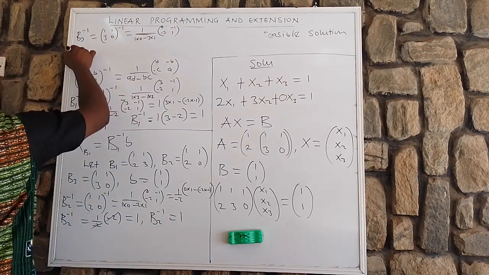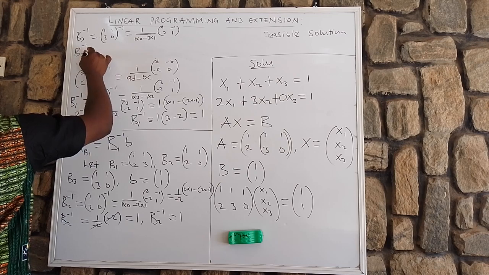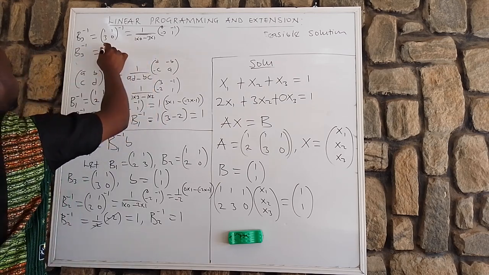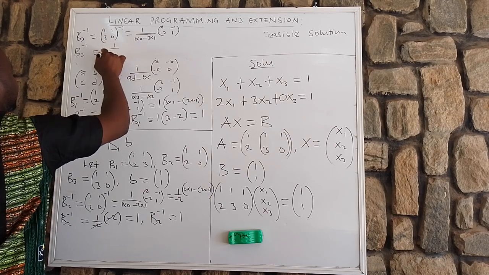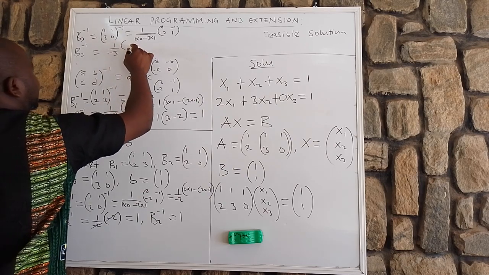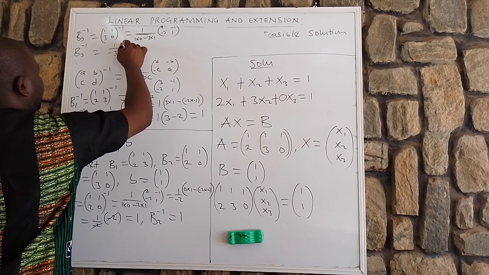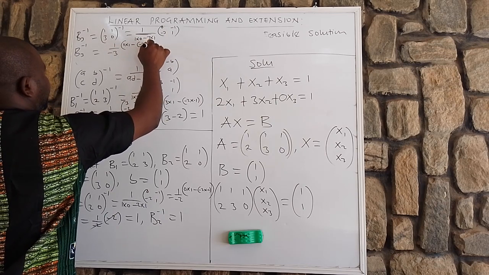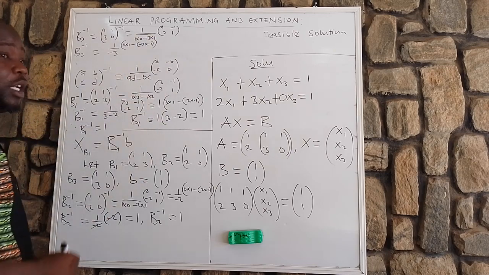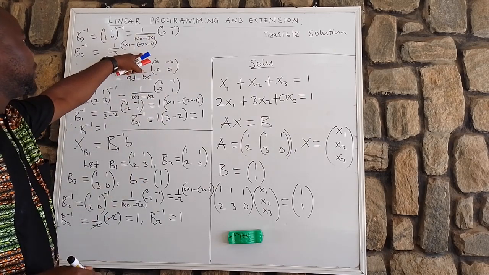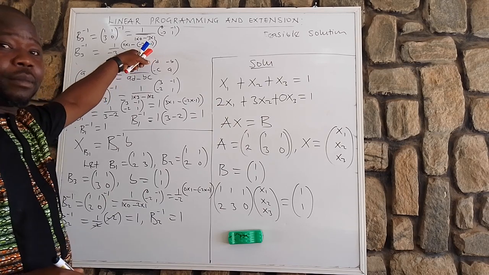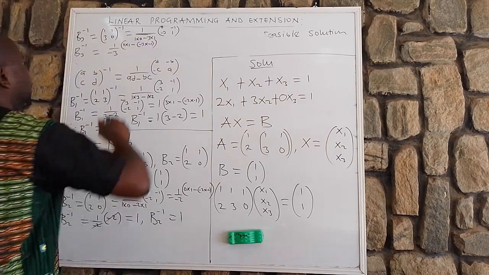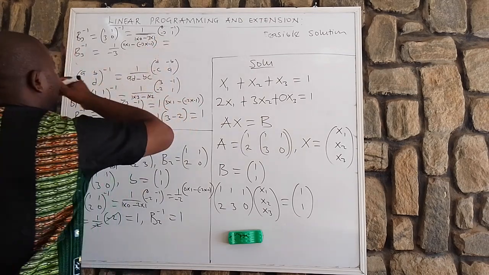Then this will going to give us B3 inverse, this one will be 0, this one will be minus 3, isn't it? So 1 all over minus 3, then this one times this, 0 times 1 minus, open bracket, minus 3 times minus 1, close brackets. Do you agree with me? Any question here? If you have any question, please drop it on the comment section. Okay?